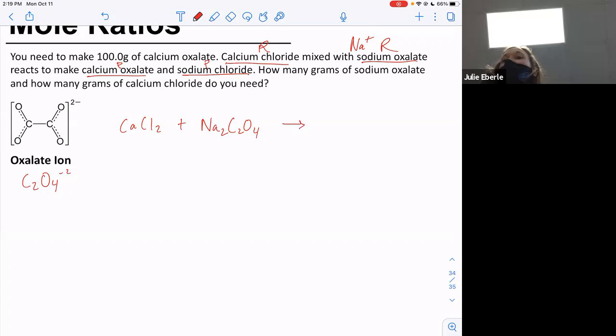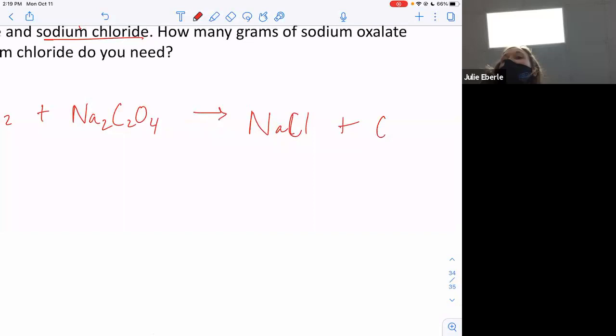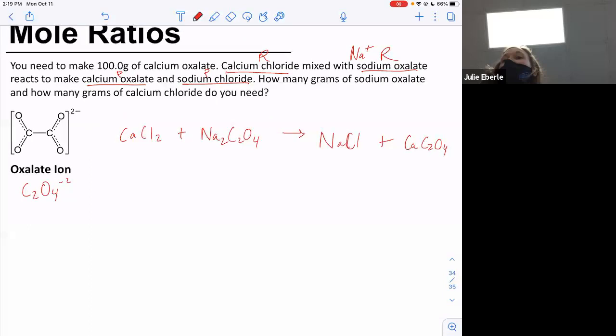Now I've got 2 ionic compounds here. This is a double displacement reaction, and it tells you what your products are anyways, calcium oxalate and sodium chloride. We know sodium chloride is NaCl, we know that all day long. And then calcium oxalate, how would I write that? CaC2O4. It's a +2 cation and a -2 anion, so I only need 1 each. 1 calcium, 1 oxalate. Okay, now I can go back and balance.